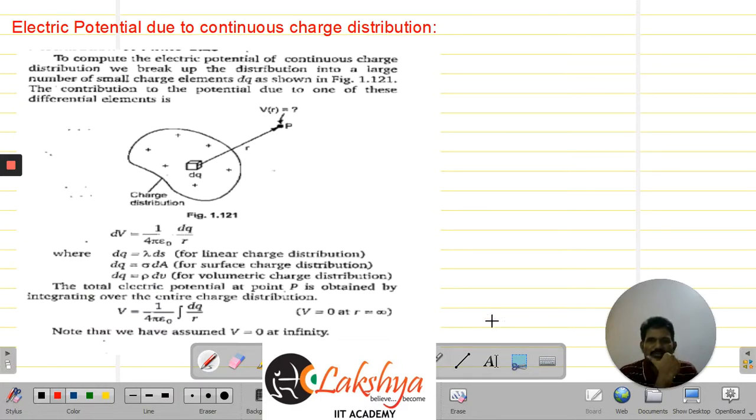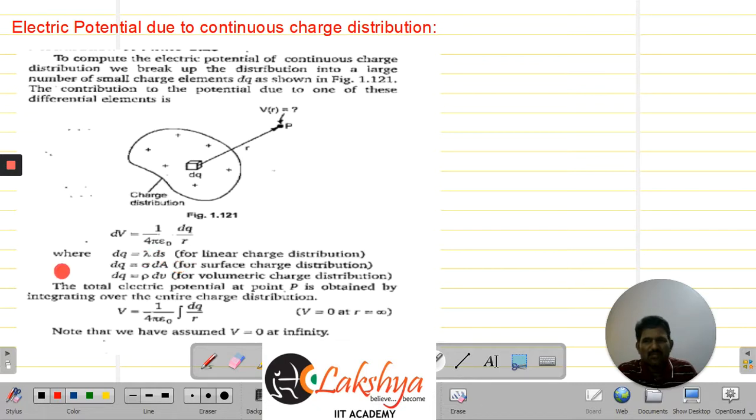When you are considering a continuous charge distribution and want to write the potential at a point, first we take a small element. Then we can write the potential due to this small element at the required point. Because it is a small element, we can assume it as a point charge. So dV is equal to 1 by 4 pi epsilon naught dq by r.